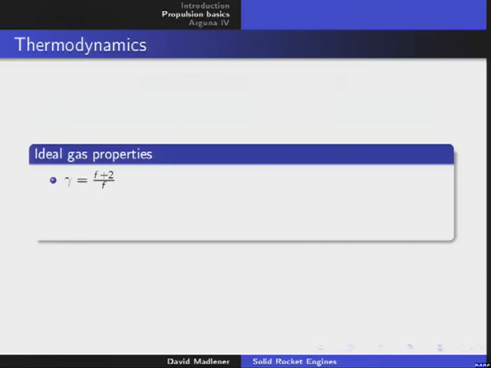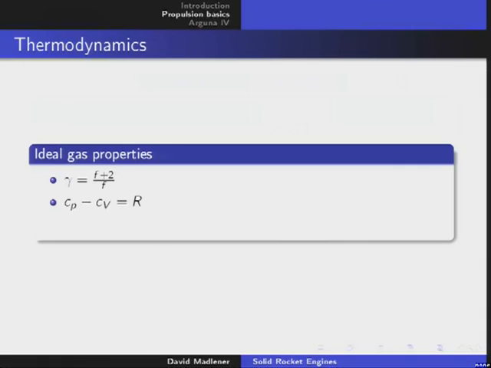So if you have, for example, air, a molecule of air is normally nitrogen or oxygen. It's a diatomic molecule. It has 5 degrees of freedom. So 5 plus 2 is 7, divided by 5, 1.4. So for air, gamma is 1.4. Not exactly because of the ideal gas, but it's very close.